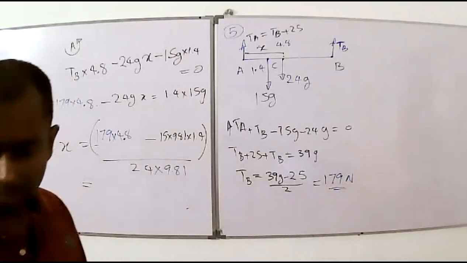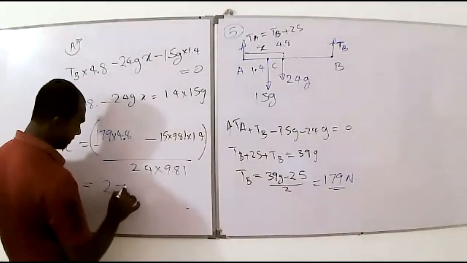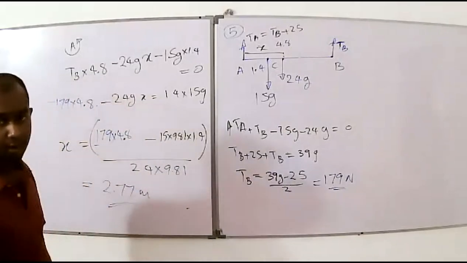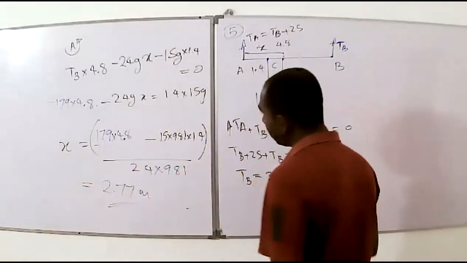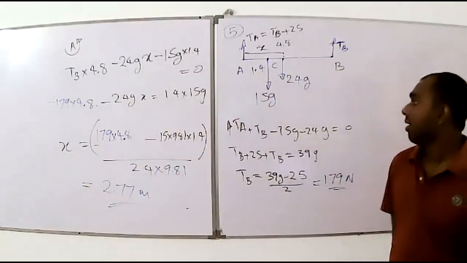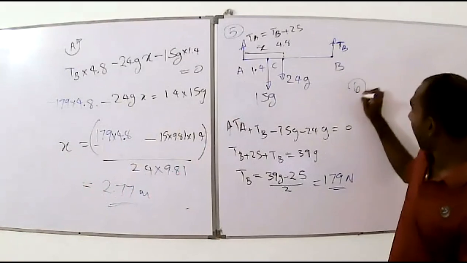2.77, correct. Thank you for your answers. 2.77 meters. Okay, that's great. How did we find it? I think now it will make sense. It's about getting moments around the required point. So questions 5, 6 and 7 are homework.